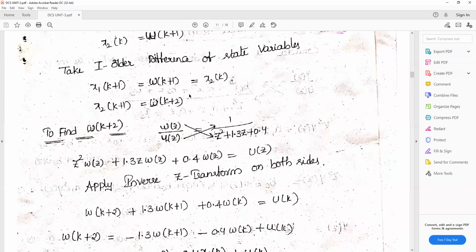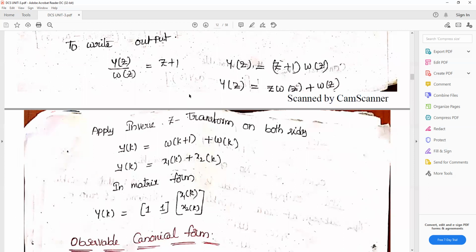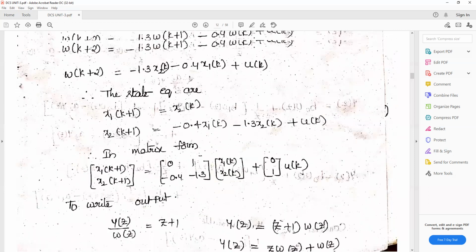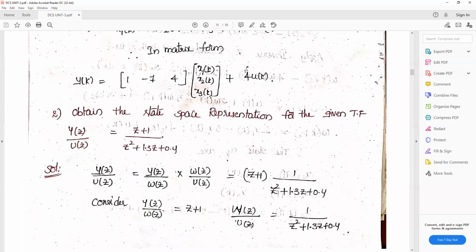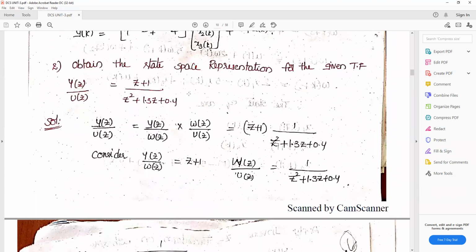Okay, and the next problem: obtain the state space representation for the given transfer function.